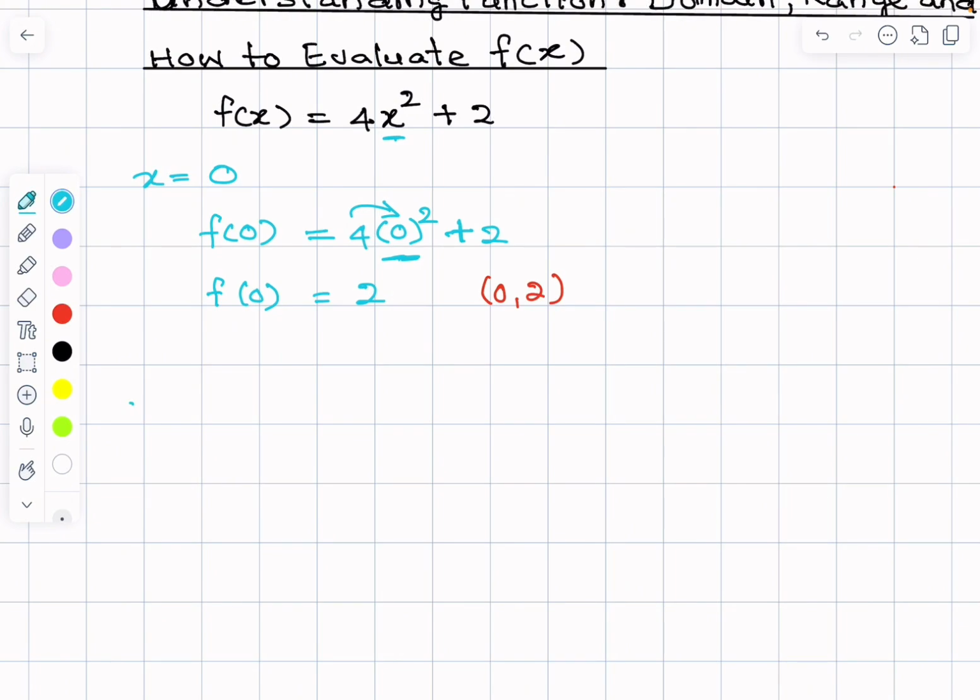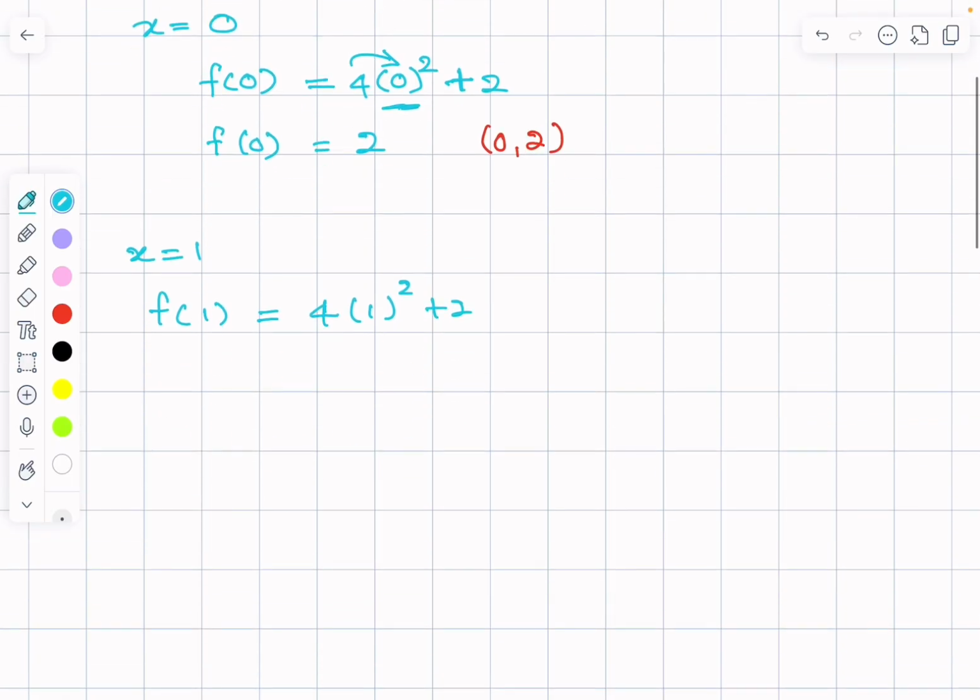Now let's try x equals 1. f of 1 equals 4 times 1 squared plus 2. We square 1, which gives us 1. Then 4 times 1 equals 4 and 4 plus 2 equals 6. So f of 1 equals 6. The point is (1, 6).